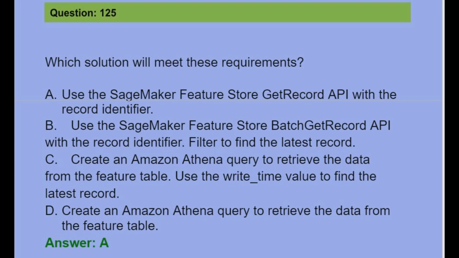Question is, which solution will meet these requirements? Option A, use the SageMaker Feature Store GetRecord API with the record identifier. Option B, use the SageMaker Feature Store BatchGetRecord API with a record identifier filter to find the latest record. Option C, create an Amazon Athena query to retrieve the data from the feature table. Use the write_time value to find the latest record. Option D, create an Amazon Athena query to retrieve the data from the feature table. Correct answer is option A.